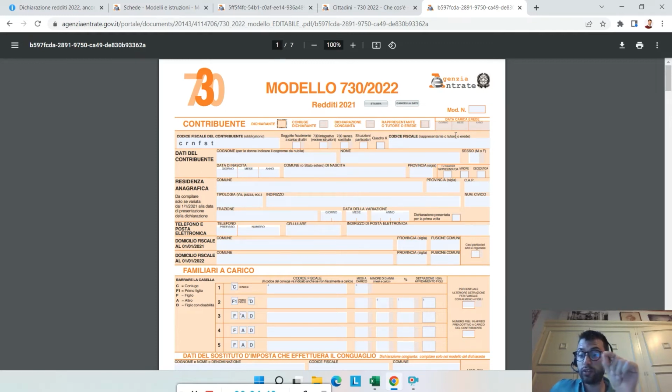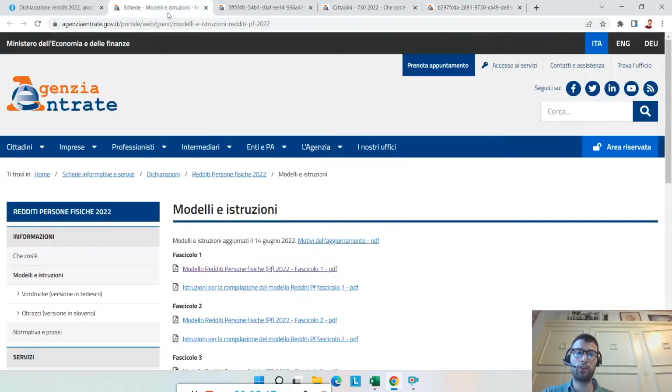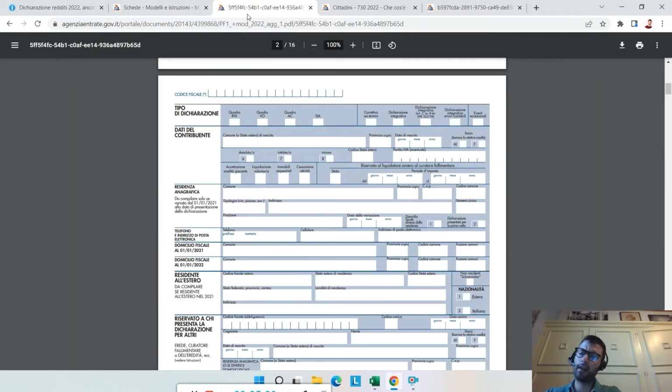You access the Agenzia delle Entrate portal, and you will already see your situation and the tax that you have to pay. If you don't agree, you can complete it. If you don't already have the situation, you can complete this 730 form and send it. If you are not an employee, or you have houses abroad or bank accounts abroad, this is the model that you will fill in, but we will see it next time.